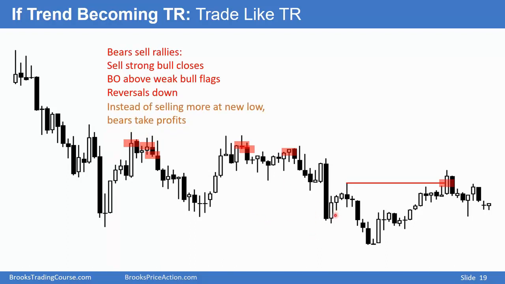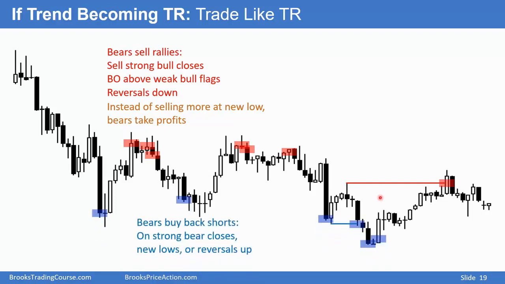When the market gets to a new low, instead of bears selling more, they take profits. They buy back their shorts on strong bear closes and on new lows. New low, bears will take profits. Strong bear close on the low, bears will take profits, betting against a continued trend down.